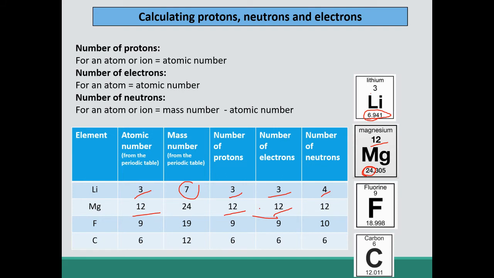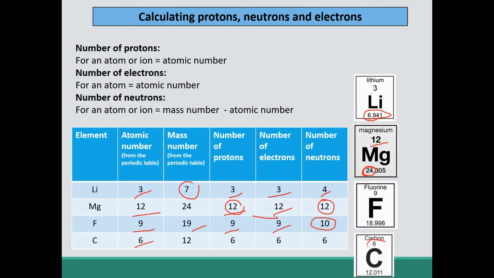And so the 12 protons plus 12 neutrons gives us a mass number of 24. Now, fluorine has got an atomic number of 9, 9 protons, 9 electrons, a mass number of 19, so it'll have 10 neutrons.